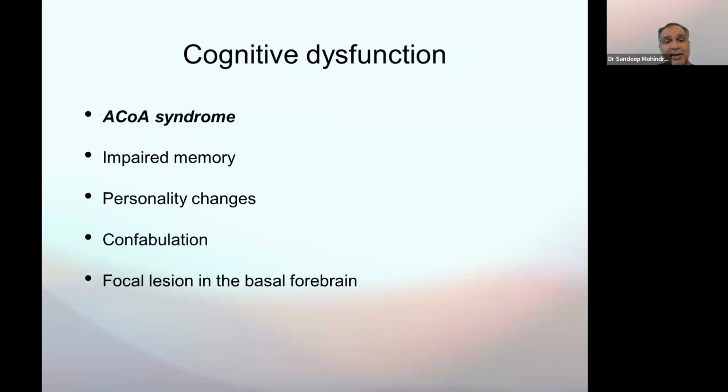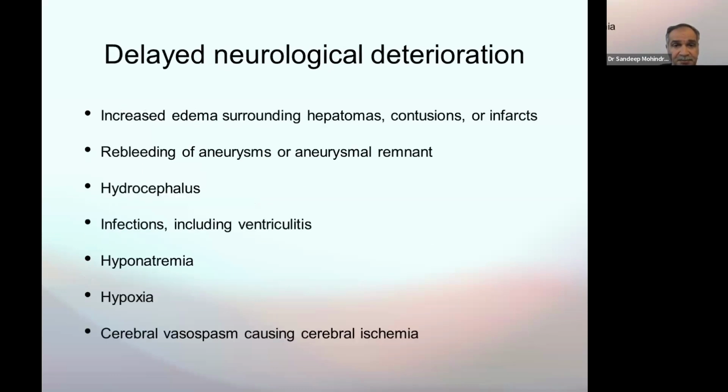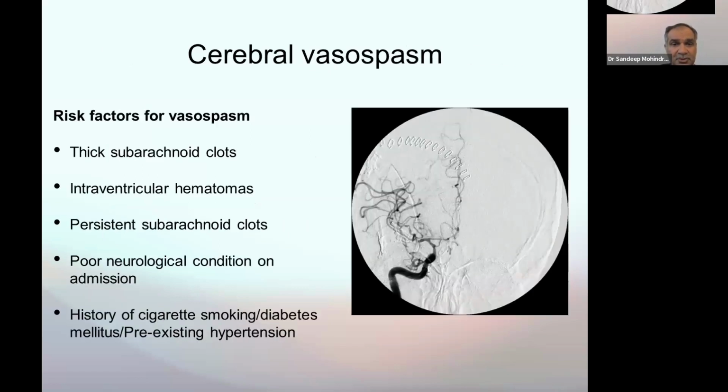These are the cognitive dysfunctions which have been noted. A classical one, ACOM syndrome: impaired memory, personality changes, confabulation, focal lesion in the basal forebrain. Delayed neurological deterioration has also been noted: increased edema surrounding hematomas, contusions, infarcts, rebleeding in the aneurysm or aneurysm remnant. The postoperative follow-up may show hydrocephalus requiring shunt placement. Infections including ventriculitis are noted. Hyponatremia is commonly encountered after ACOM aneurysm surgery, and it should be very well taken care of. Hypoxia and cerebral vasospasm are part of all aneurysm surgeries.